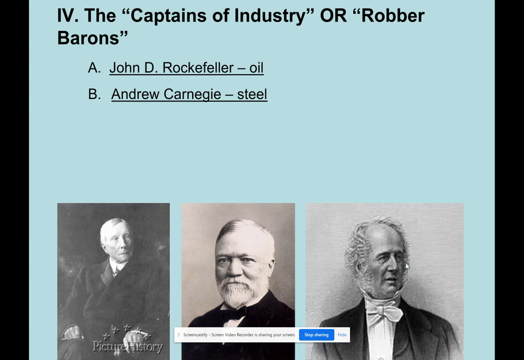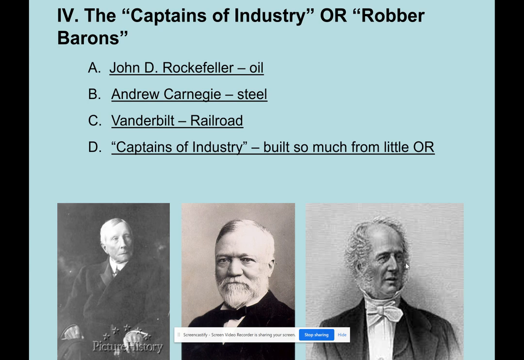Third guy is this guy on the right, Cornelius Vanderbilt, who dominated the railroad industry. And there are others besides these. JP Morgan Chase is another famous one, like Chase Bank, started during this period. Okay, now let's talk about the two different perspectives. So some people have a very positive view of these guys, and they will refer to them as, quote unquote, the captains of industry or the men who built America.